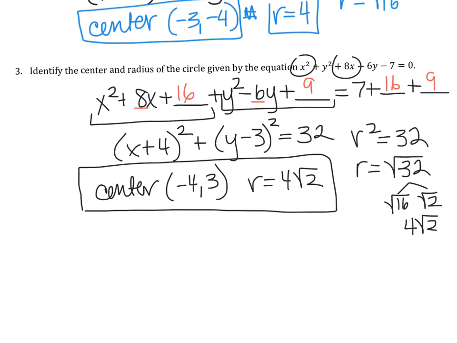Okay, so those are the 3 examples that you have for converting equations to standard form and then finding the center and the radius using that information.